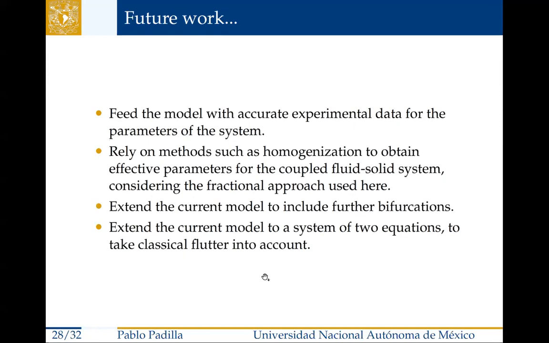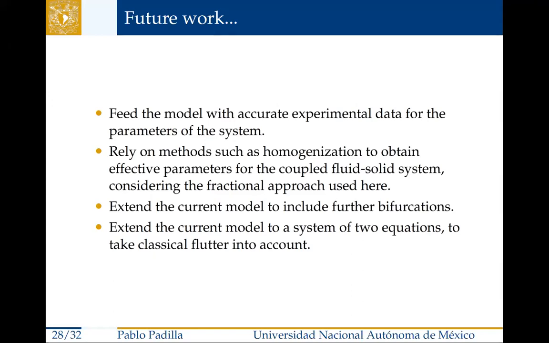And what we are trying to do now, as some sort of perspective and future work, is to feed the model with accurate experimental data for the parameters of the system and see if they can actually have some predictive value.